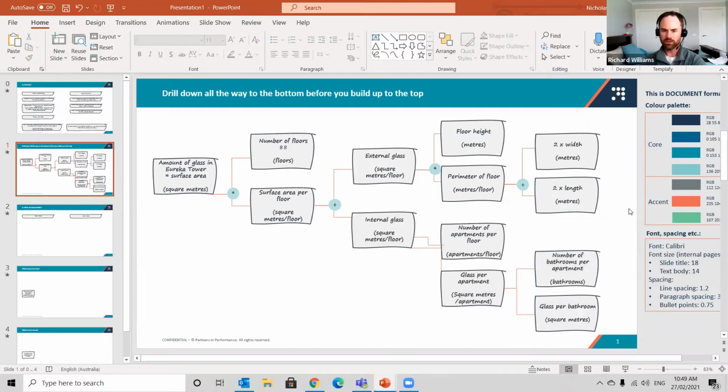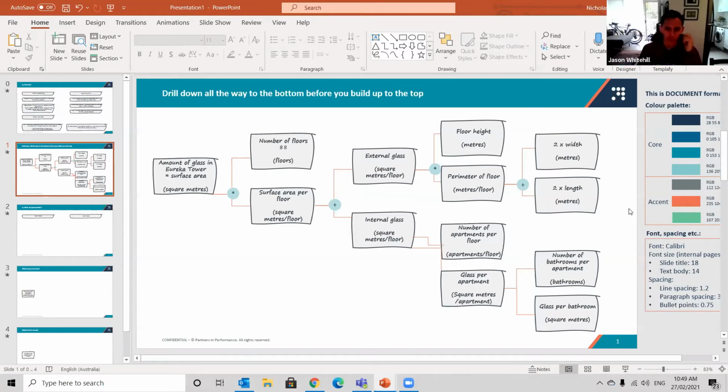Nick, my question here is the equivalence of external and internal glass. So the external glass is probably double glazed, which means it's twice as much. Is that what you were thinking here? Yeah, but in this case, we're sort of saying surface area. I actually think there's something on this tree right now where we haven't gotten to the bottom, right? So is there anything like that anyone can see that is not quite there yet?